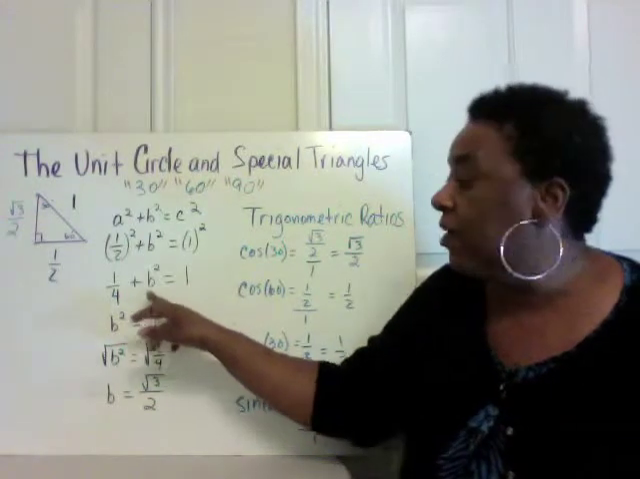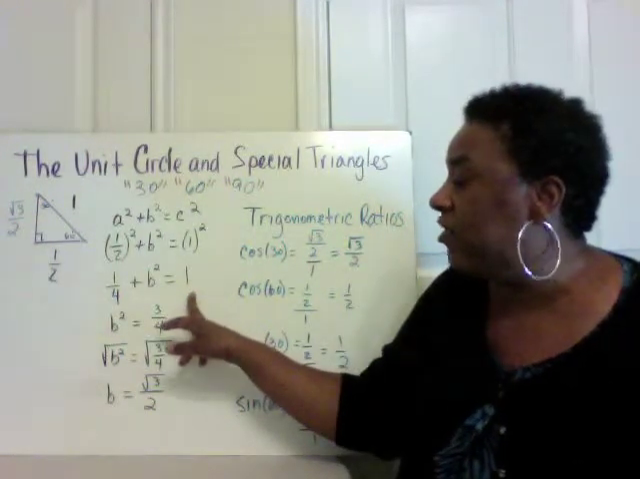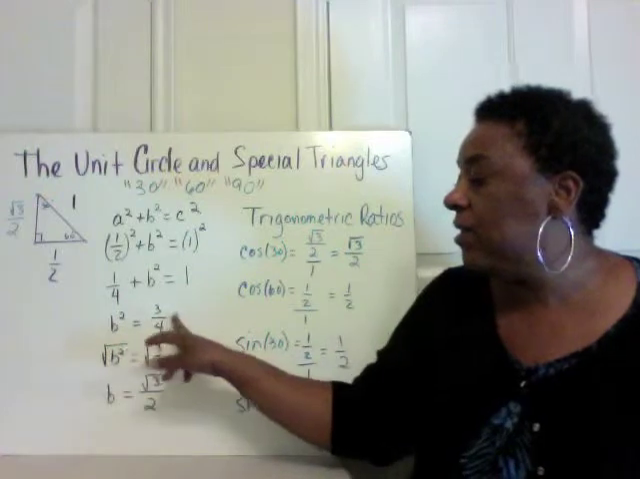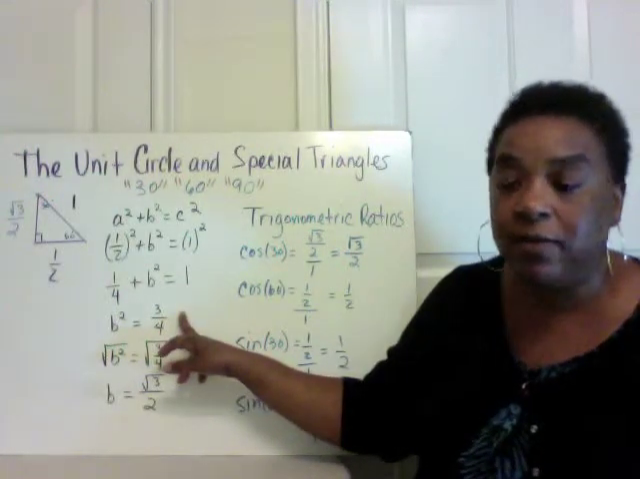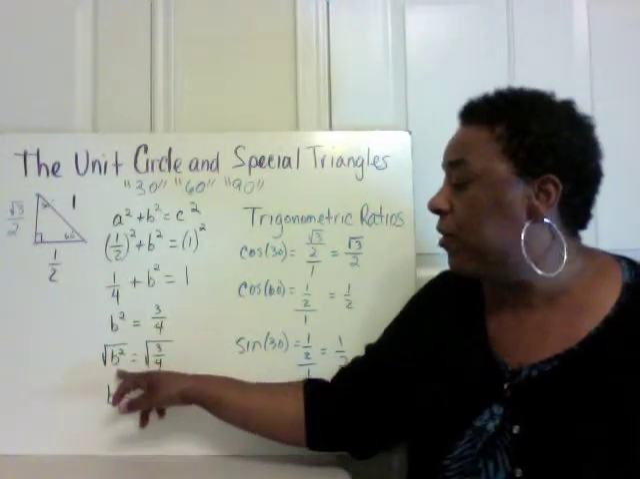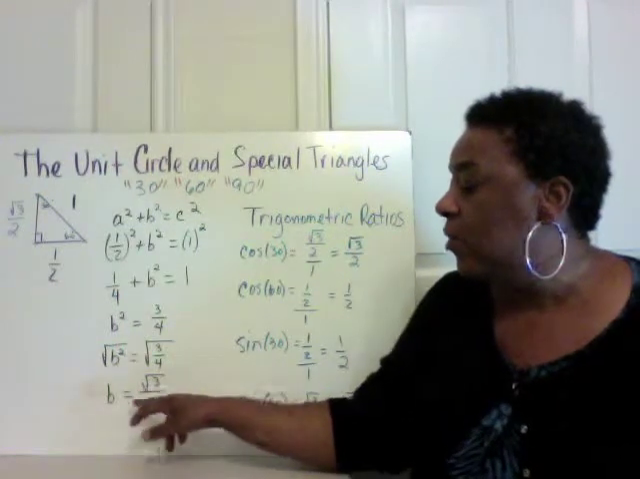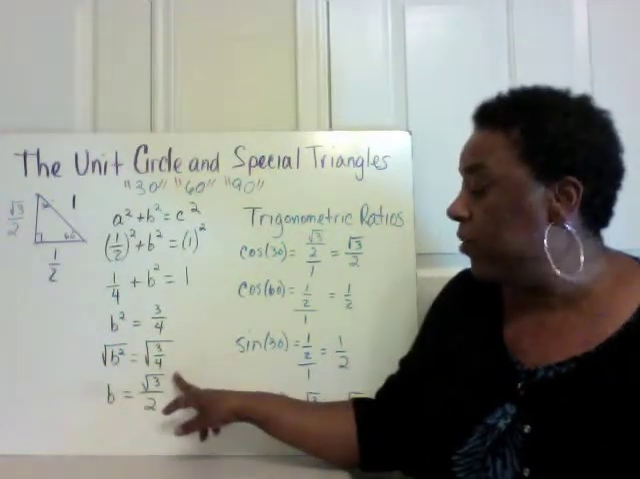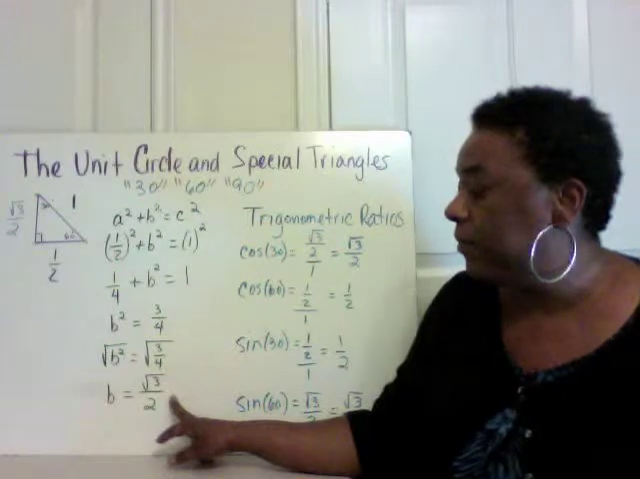And subtracting 1/4 from both sides of the equation, we end up with b squared is equal to 3 divided by 4. And taking the square root of both sides of the equation, we're left with b is equal to the square root of 3 divided by 2.